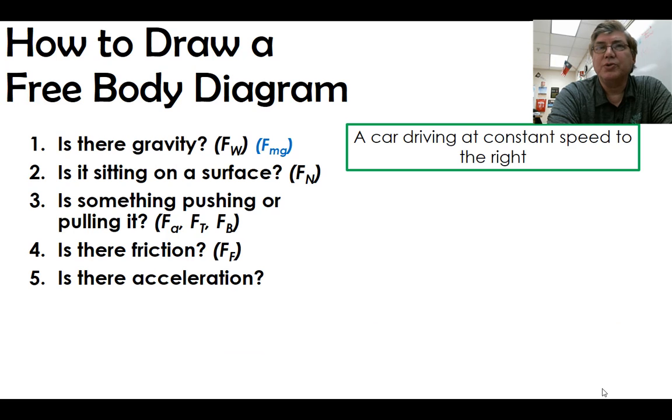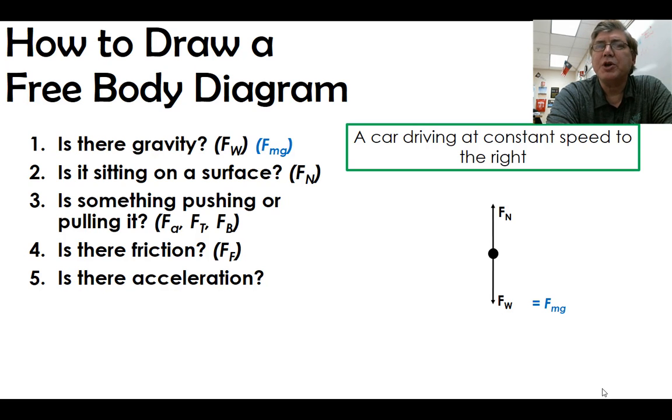Let's use these rules to figure out how to draw a free body diagram for this example. A car driving at constant speed to the right. So the first thing we do is we start with our dot. And we don't need to worry about driving at constant speed to the right now. Let's just go through our list. Number 1 says, is there gravity? So yes, there's a force of weight, sometimes written as Fmg. Is it sitting on a surface? Yes, it's sitting on the road, so we have a normal force.